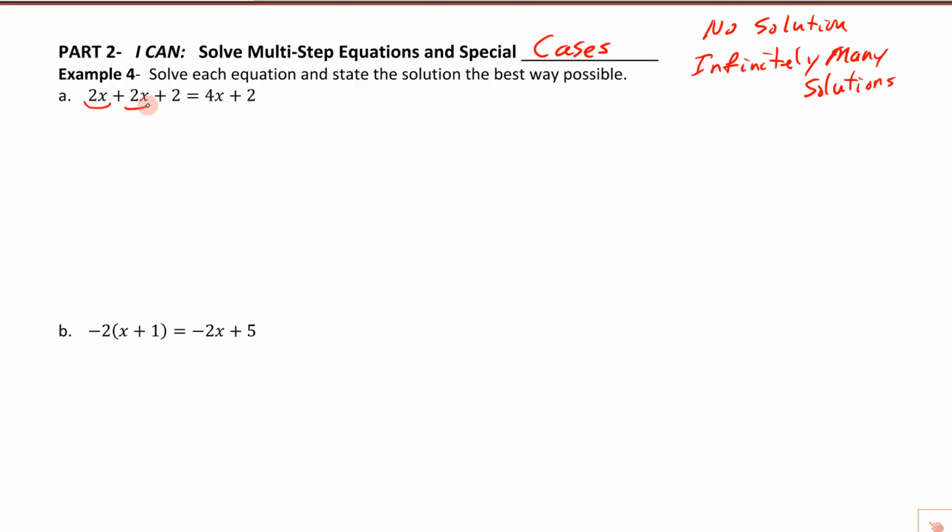So let's put these together right here. We have a 4x plus a 2x plus 2, 2x is 4x plus 2, and on the other side it's already 4x plus 2. Well, let's stop and think about this. One side says 4x plus 2, the other side says 4x plus 2, so those two are definitely going to be equal to each other. If we got rid of the 4x's, we get 2 equals 2. This is going to be infinitely many solutions.